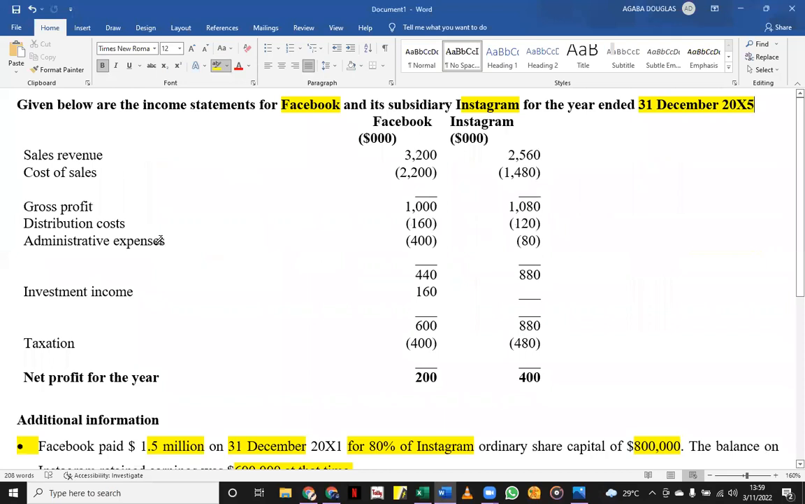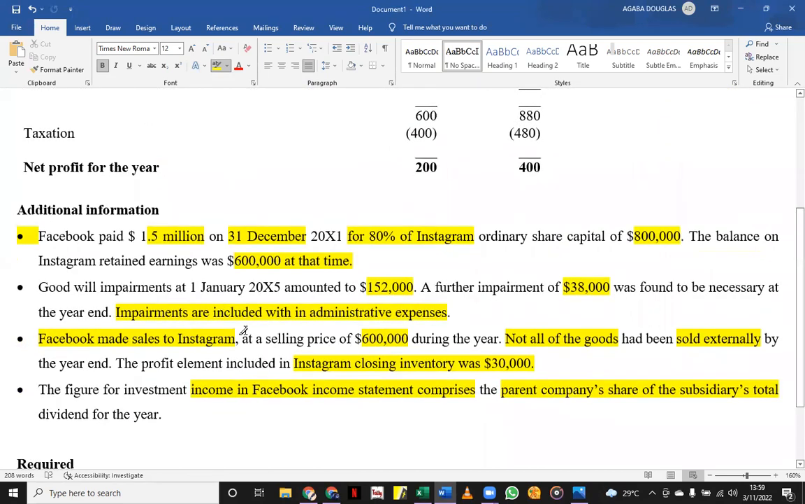Then we'll come to administrative expenses. They are telling us the administrative expenses are 400, then plus the 80. But remember, they told us that impairments are included within administrative expenses. So a further impairment of 38 was included in the administrative expenses. So we are going to add the 38 as well.